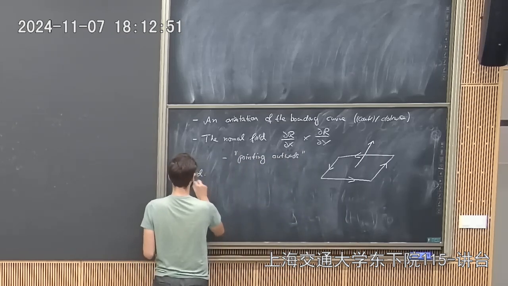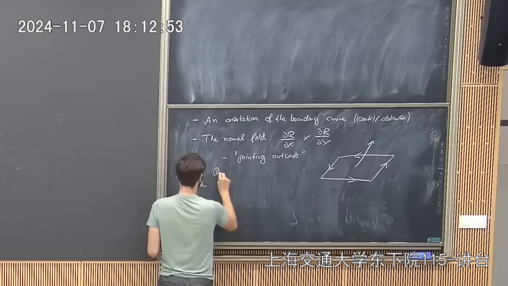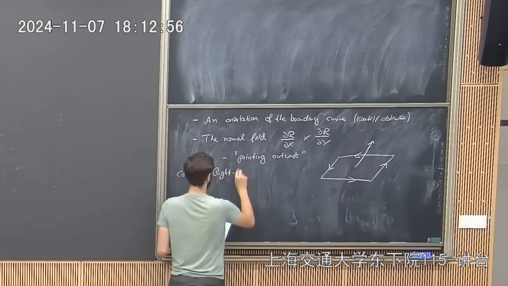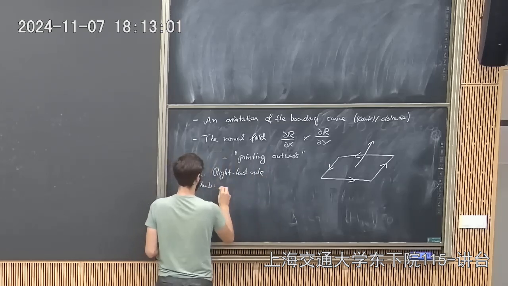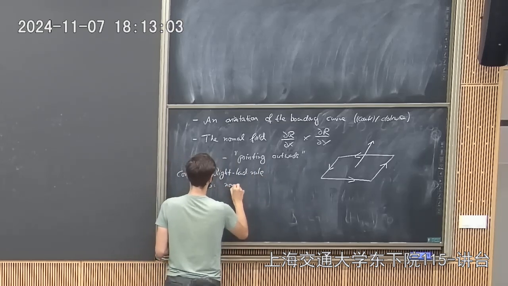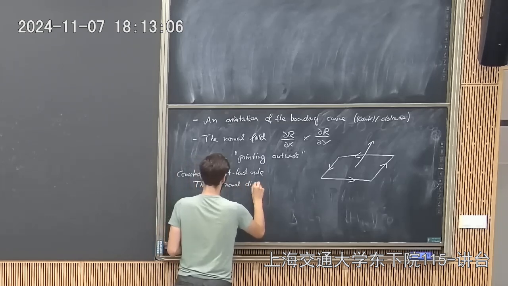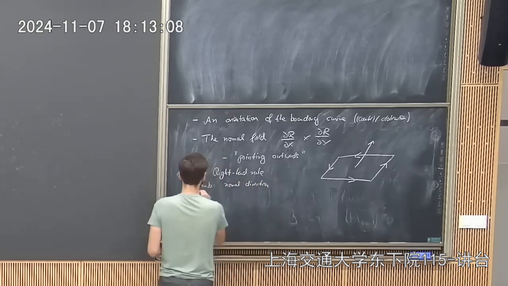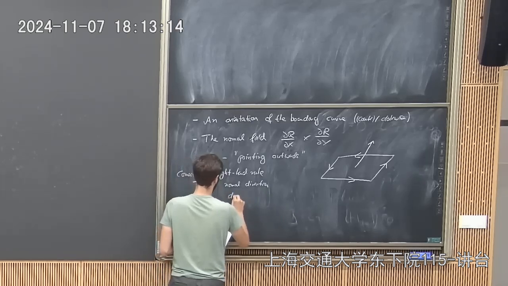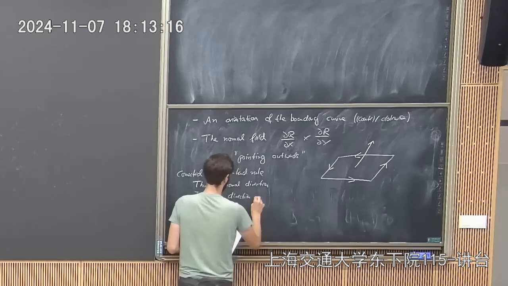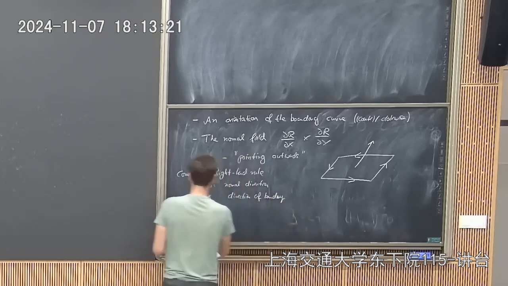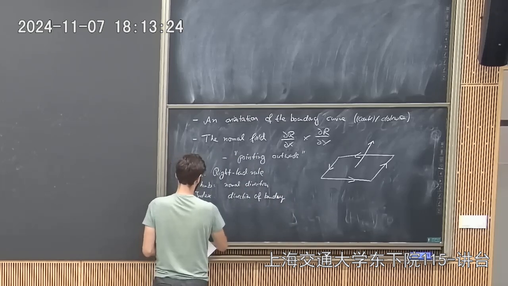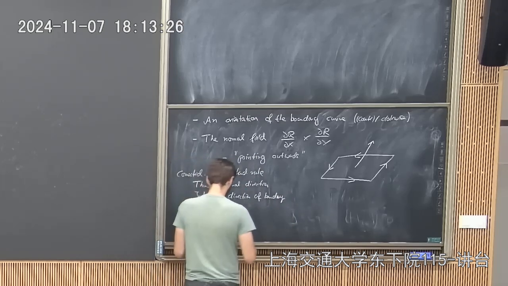So let me write that down. Right hand: the thumb is in the normal direction, the index finger in the direction of the boundary, and then the middle finger should point in the interior.